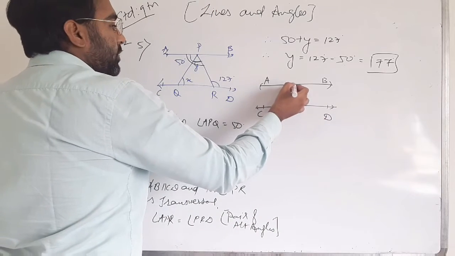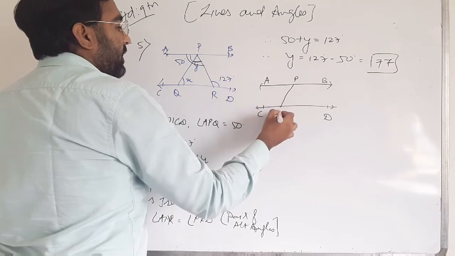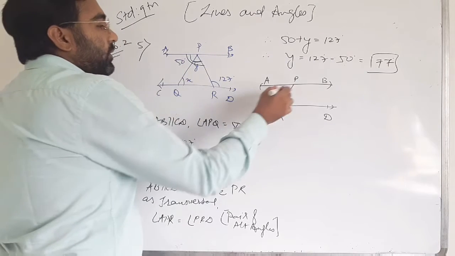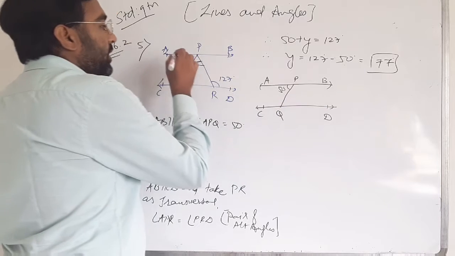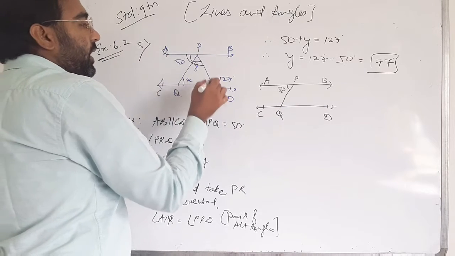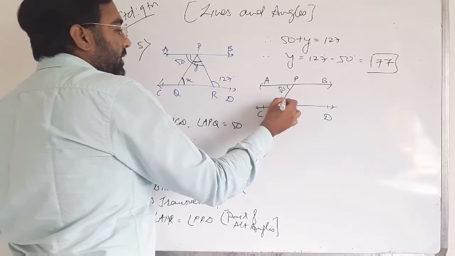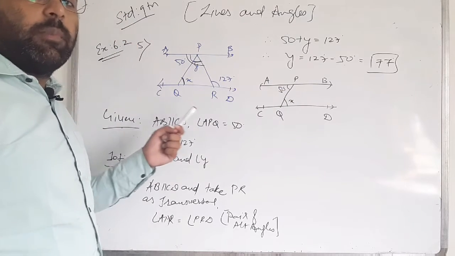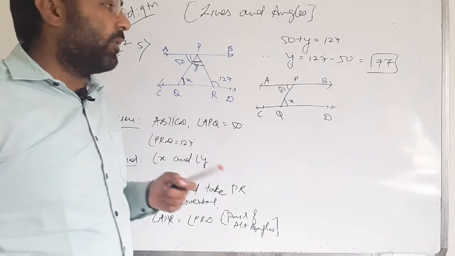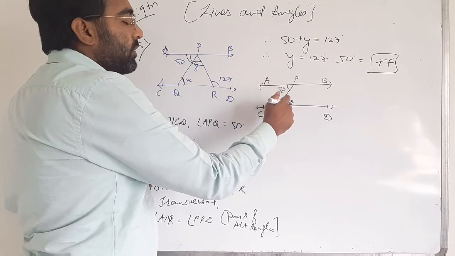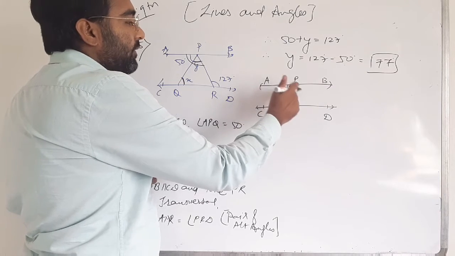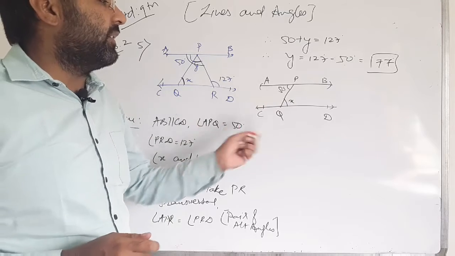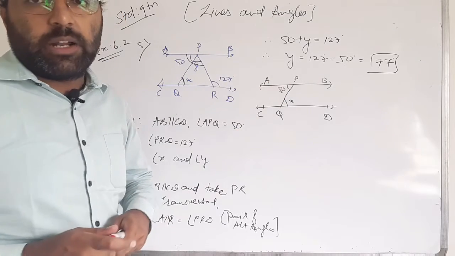Okay, if I take PQ as a transversal, my figure is formed like this. Angle APQ, that is 50 degrees, is given, and my angle PQR is given as X. So here also pairs of alternate angles are formed. So I'll take angle APQ is equal to angle PQD, that is 50 is equal to X, a pair of alternate angles, if we take AB and CD as parallel lines and PQ as a transversal.